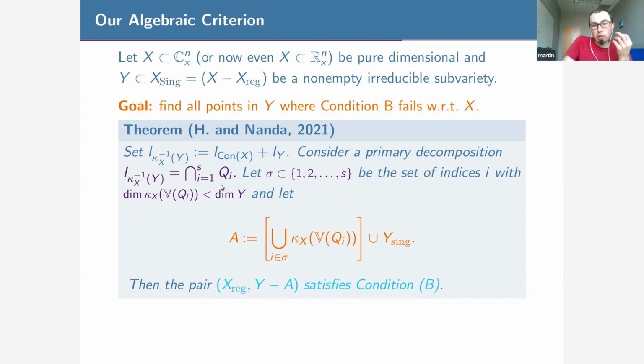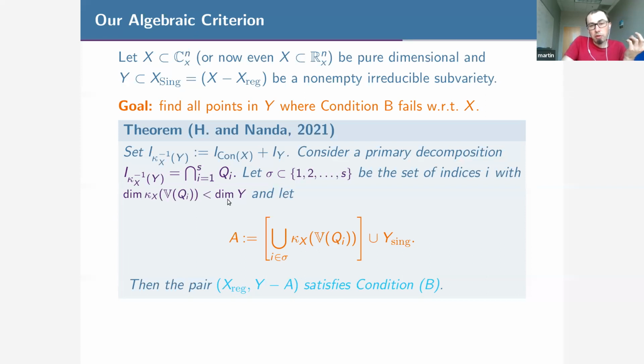And then what we're going to do is look at all of the components of this primary decomposition that, when we project them back to Y under the conormal map, give us something of dimension strictly less than Y. So we get a proper subvariety of Y. And remember, Y is irreducible, right? So having dimension less than Y is really just equivalent to being a proper subvariety of Y under this projection.